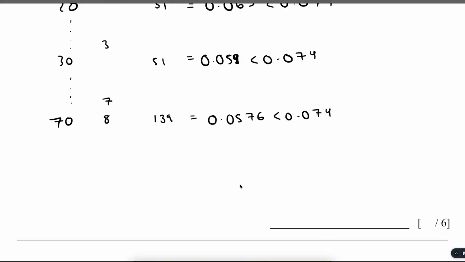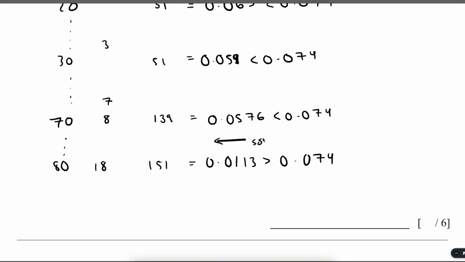which is still less than 0.074, so there's no sign change, so no solutions in here. But if we keep going, and we get to 80, now watch what happens. Because each of these had a 7 in, that's 10 more 7s, and there's going to be 20 more digits, so that's 151, which equals 0.0113, which is greater than 0.07, which indicates there was a solution in here somewhere. So we've got 2 solutions so far.